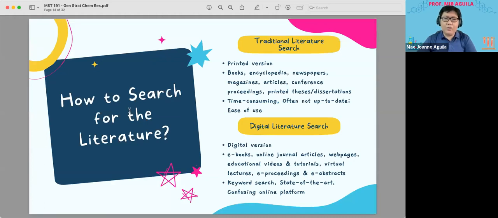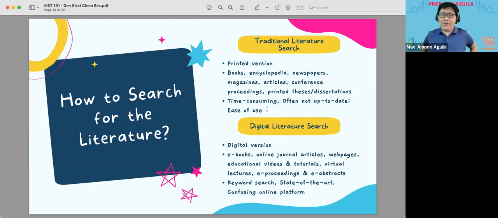So how do you do literature search? It can be traditional or digital. All the printed materials are usually considered now as traditional literature search, but this is generally time consuming and often not up to date. Although this is the one that is quite easier to use because you just need to basically borrow or photocopy the printed version and you have it on your own.